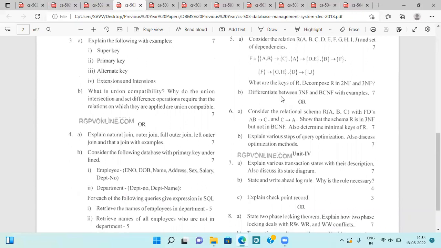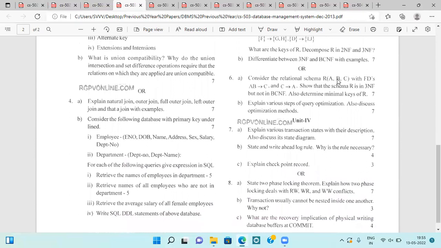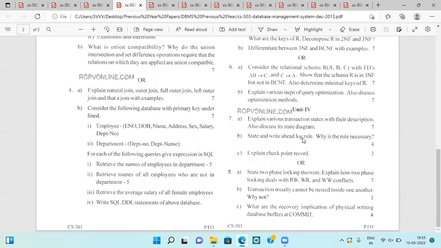And along with that they are asking about differentiation between 3NF and BCNF with the help of an example. Again, schema is given, FDs are also given, and we have to show that the schema is in 3NF but not in BCNF. Also determine minimal keys of R. Explain various steps of query optimization, then various transaction states and their description with the help of state diagram. Then write ahead log rule, for log necessity. Then checkpoint record, two phase locking theorem again, RW, WR, read write, write read, and write write conflicts they are asking.